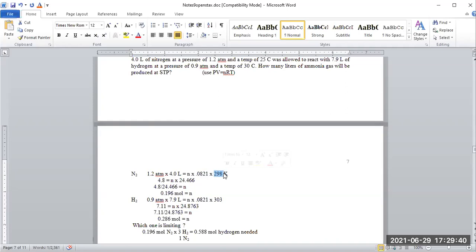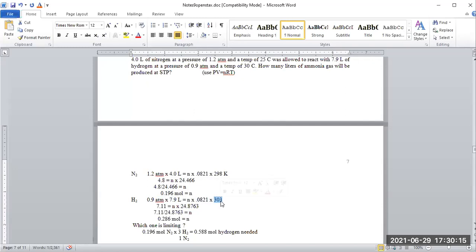I need to do kind of the same thing for my hydrogen, but my numbers are different. I've got a pressure of 0.9 atmospheres. Have a bigger volume this time. I've got 7.9 liters. 0.0821 doesn't change. My temperature is a little bit different. It's 303. All of that crunches down to 0.286 moles.